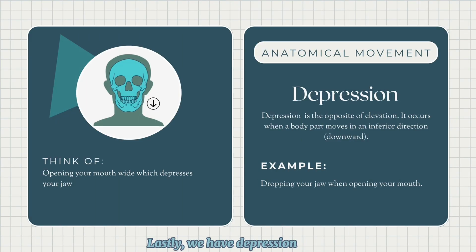Lastly, we have depression, which is the downward motion of a body part. It's the opposite of elevation. For example, when you open your mouth, your jaw moves downward. That's depression. Think of a big yawn. Your jaw drops, showing the classic motion of depression.